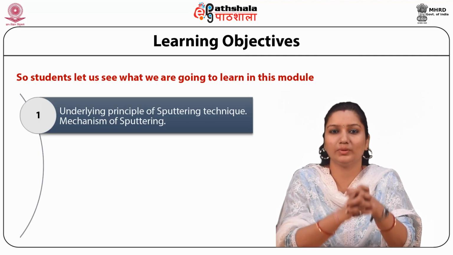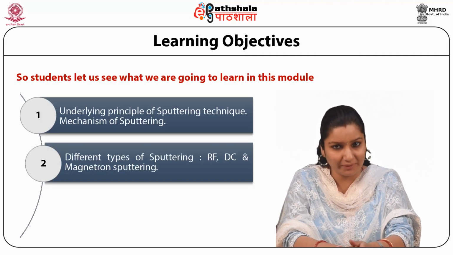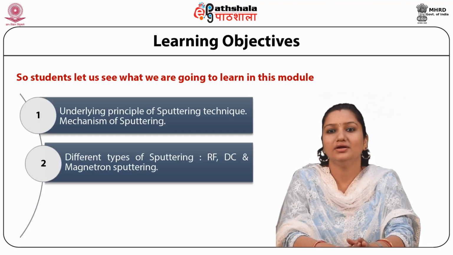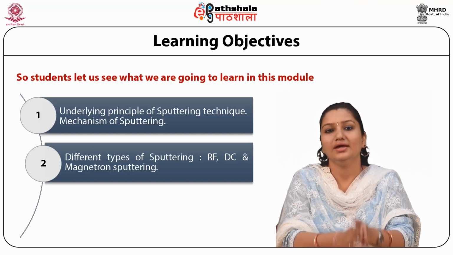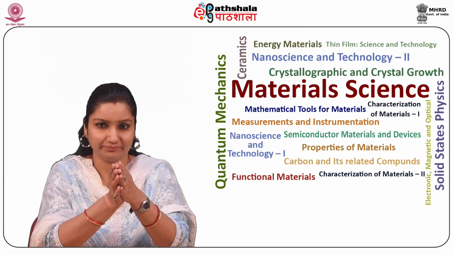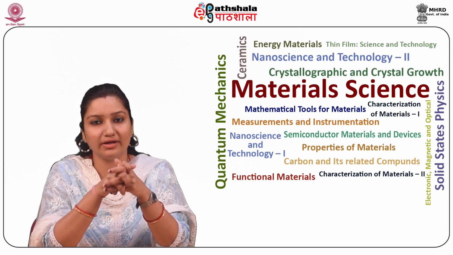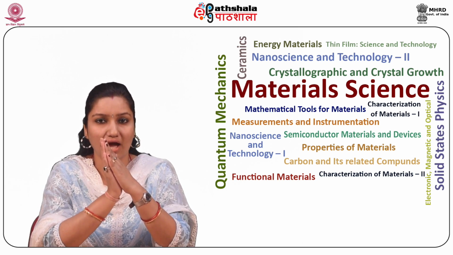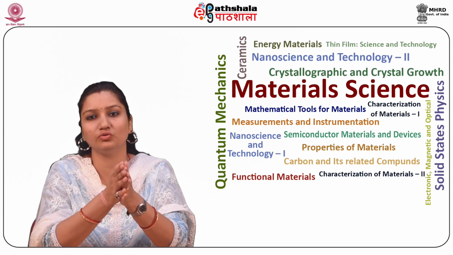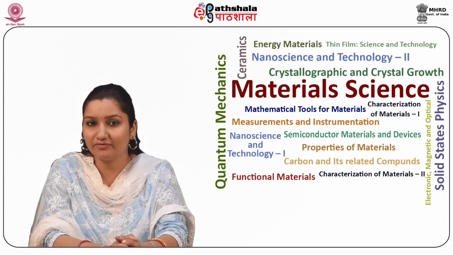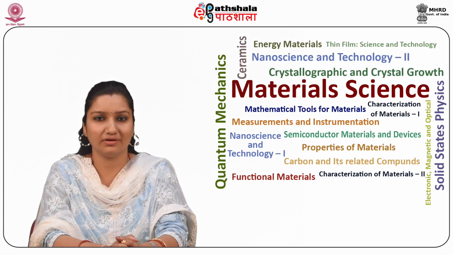Then in the next section, we will see the different types of sputtering, that is radio frequency, that is RF, direct current or DC, and magnetron sputtering. Then we'll see the difference between DC and RF sputtering. Then in the last section, we will study the RF diode sputtering and the RF magnetron sputtering, the comparison of the two types of sputtering. So to start with, let us have a brief introduction about what a sputtering technique is.